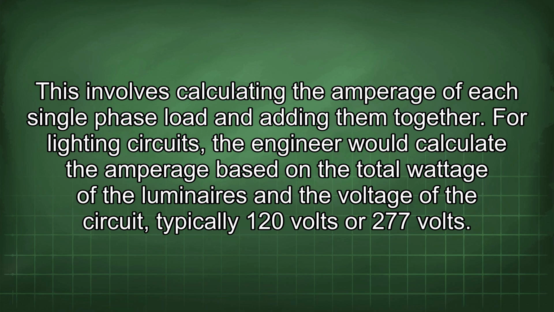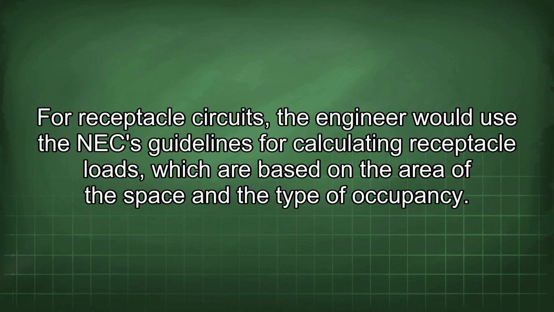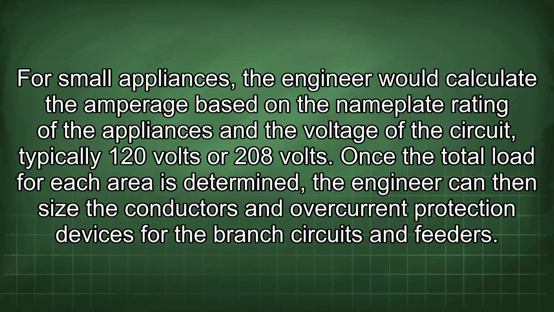For lighting circuits, the engineer would calculate the amperage based on the total wattage of the luminaires and the voltage of the circuit, typically 120 volts or 277 volts. For receptacle circuits, the engineer would use the NEC guidelines for calculating receptacle loads, which are based on the area of the space and the type of occupancy. For small appliances, the engineer would calculate the amperage based on the nameplate rating of the appliances and the voltage of the circuit, typically 120 volts or 208 volts.